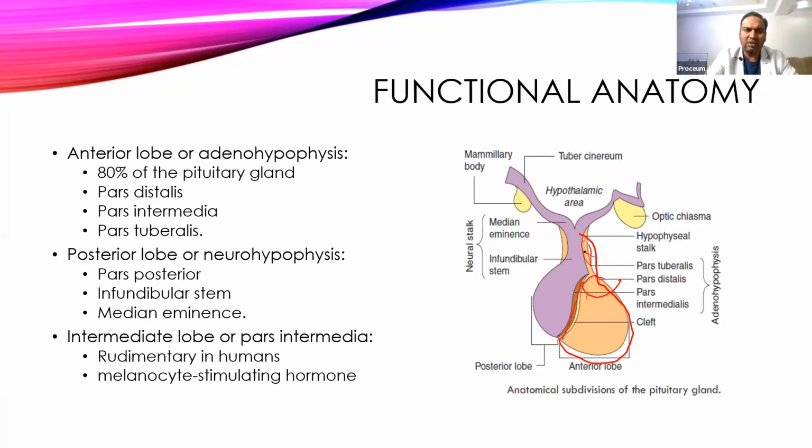So there are different portions. Anatomically, we can differentiate them, and this total portion is called the adenohypophysis, and it is connected to the hypothalamus through the stalk, that is called the hypophyseal stalk or infundibulum. Then, if you come to the posterior lobe, the neurohypophysis, it forms the pars posterior portion.